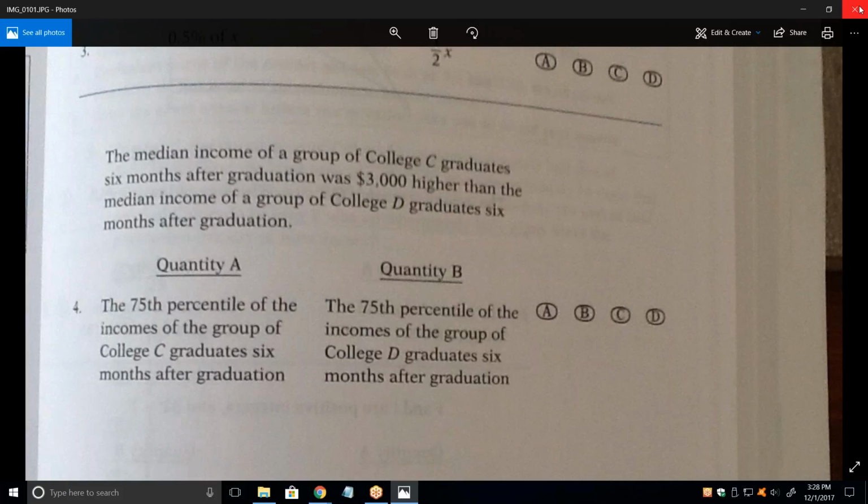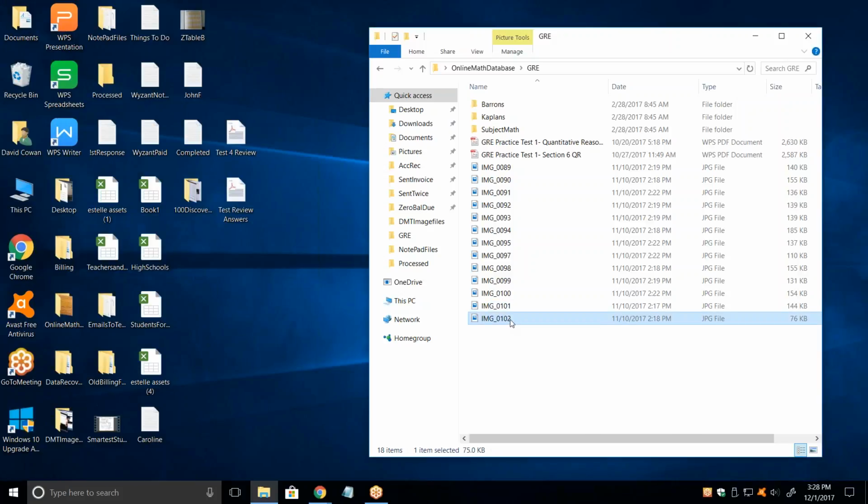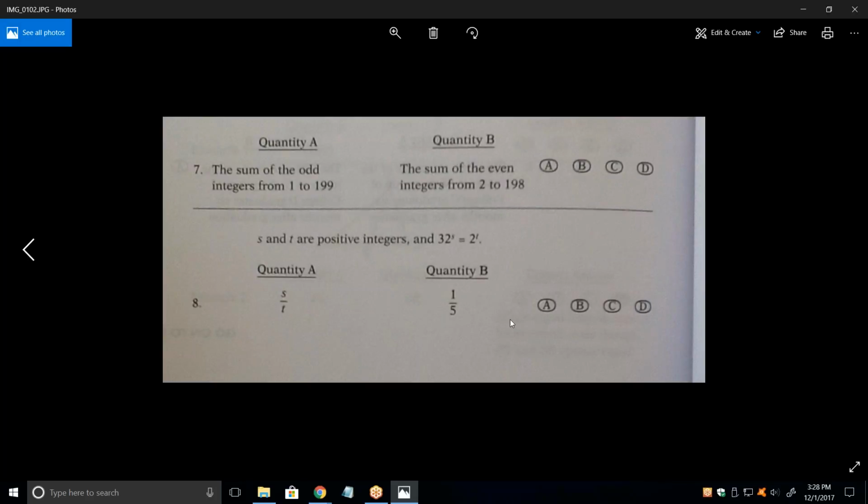Let's see, this was 101. I got one more page. Okay. That maybe we've done, maybe we haven't. We've done this one.